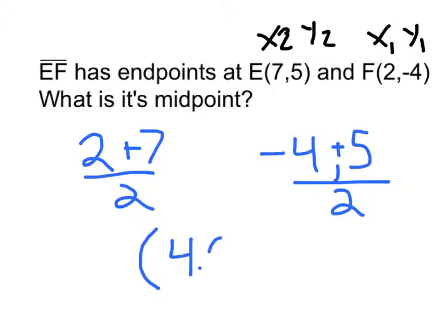So now we have 2 plus 7 is 9, half of 9 is our x coordinate for our midpoint, 4.5. And negative 4 plus 5, same as 5 minus 4, just switch those around in your head. That's 1, half of 1, or 1 divided by 2, is 0.5. So we go right 4.5 and up 1/2, and that's going to be the midpoint of our line EF.